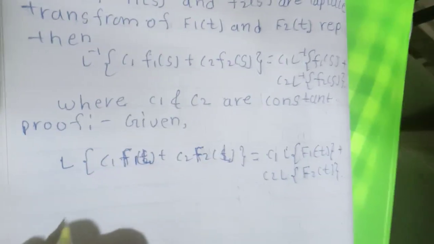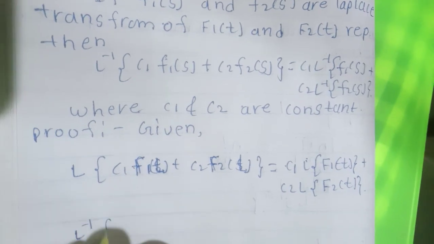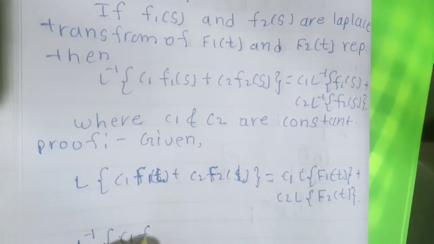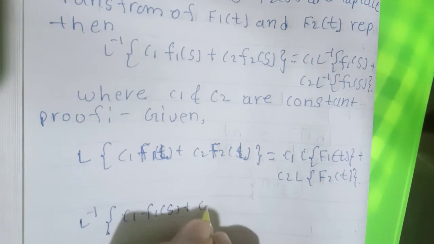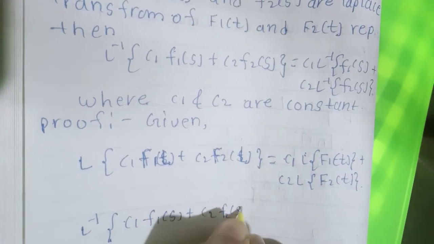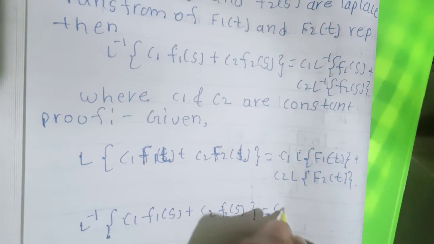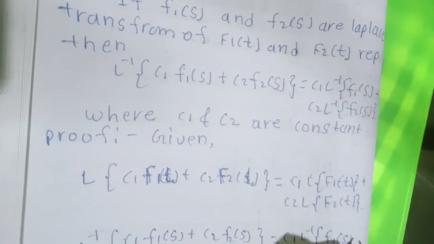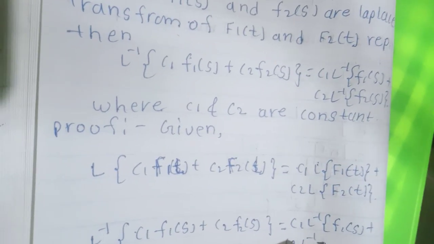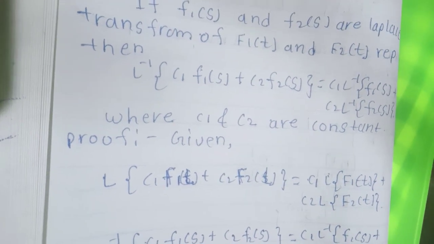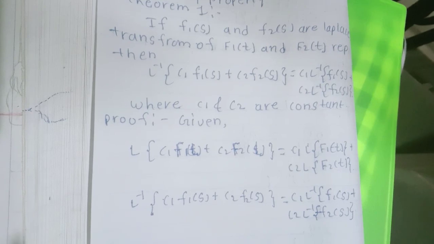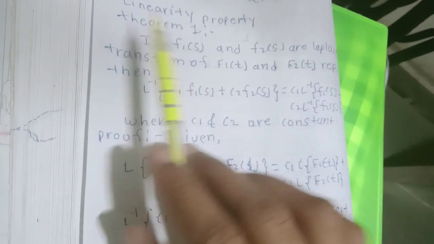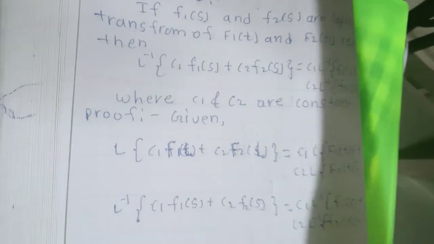we can write the inverse Laplace transform, that is inverse Laplace transform of c1 F1 of s plus c2 F2 of s is also equal to c1 Laplace inverse of F1 of s plus c2 Laplace inverse of F2 of s. This is the linearity property. This is theorem first, we can prove here.